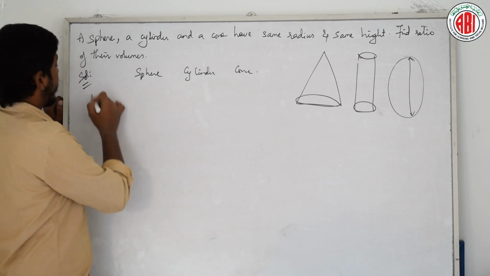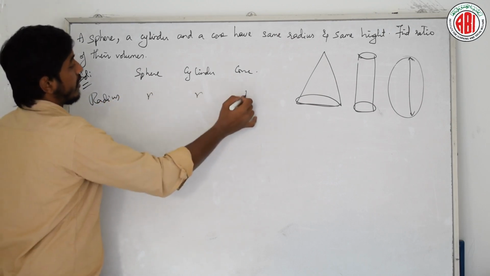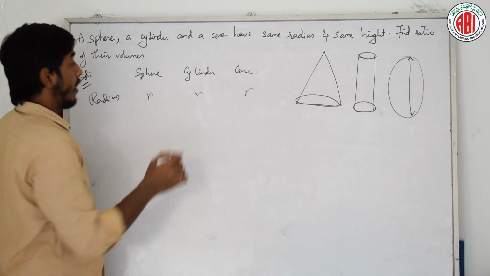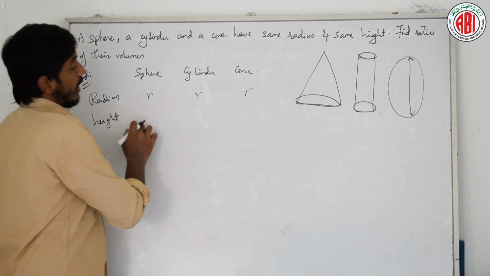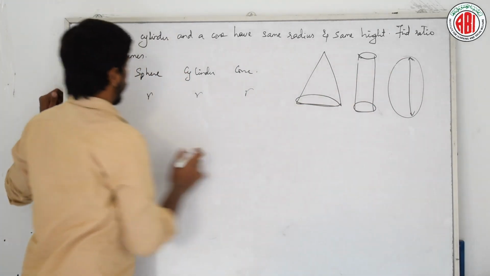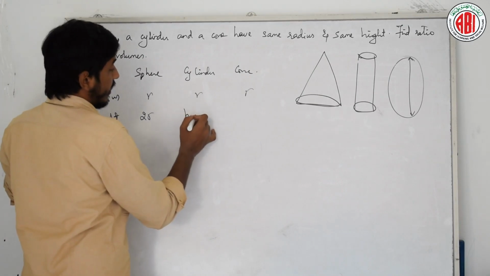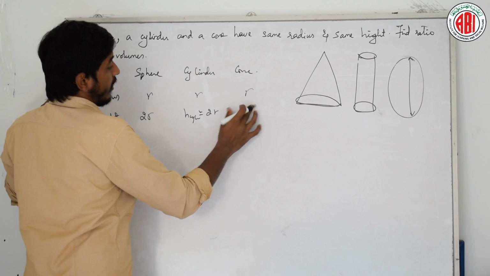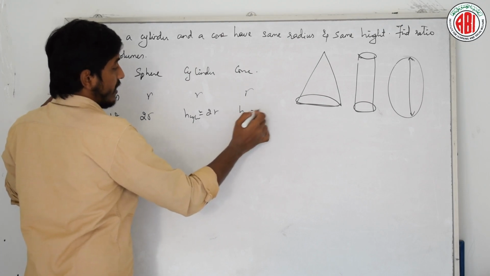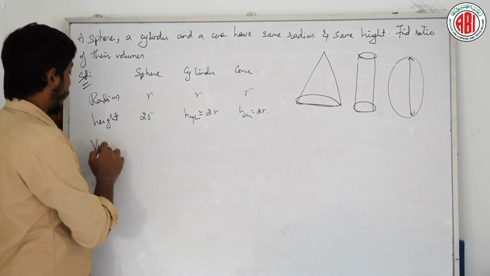Okay, if I say radius, if this is r, this is also r, this is also r. If I say height, here the height of a sphere is 2r. Then the height of a cylinder is also 2r. Here the height of a cone is also 2r. Now tell me, what is the volume?